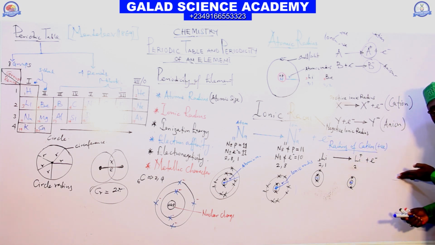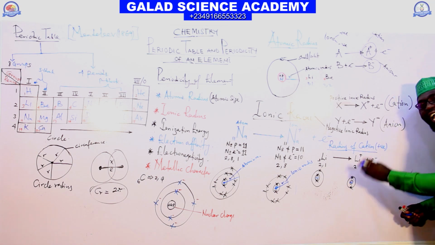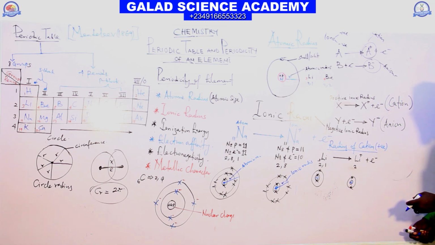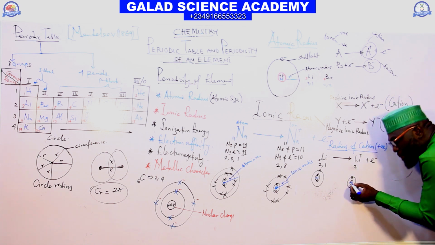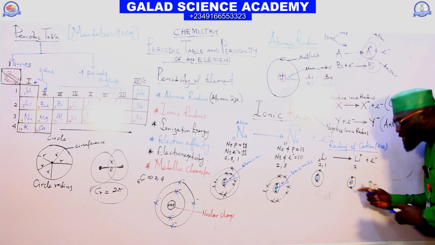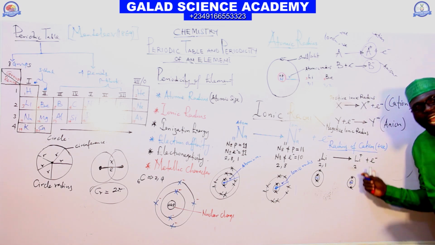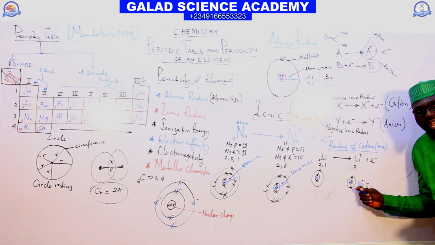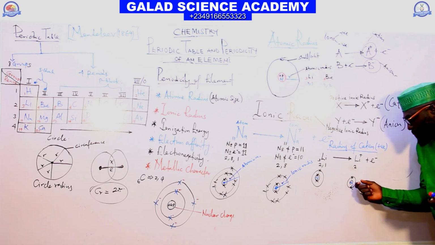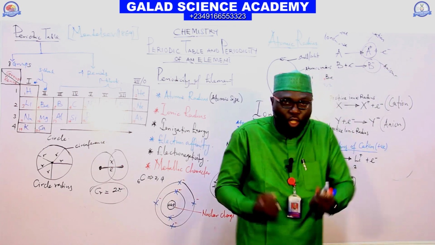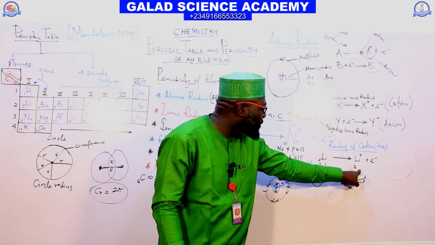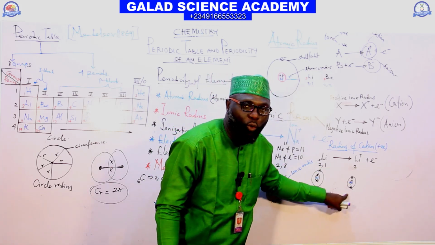The radius of a cation, or the atomic size of a cation, is reduced. The reason is that the number of protons inside, the nuclear charge inside here, is more than the electrons we have in the shell here. So it has the tendency to draw the outermost shell electrons to itself. As a result of that, the radius will reduce.